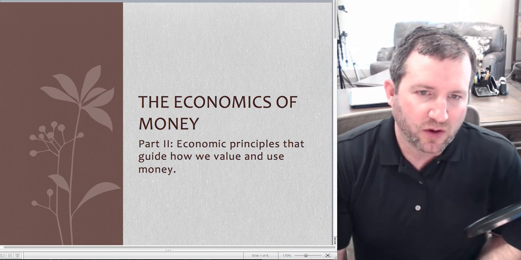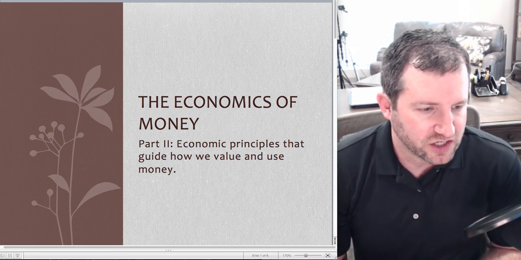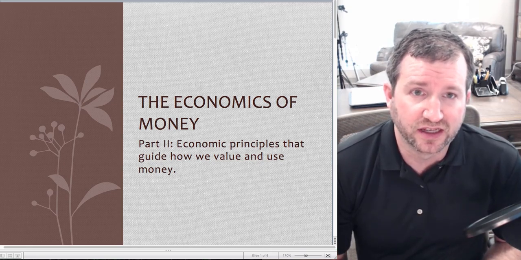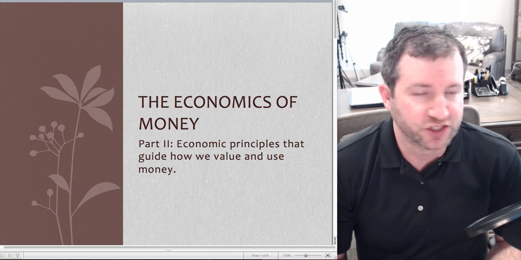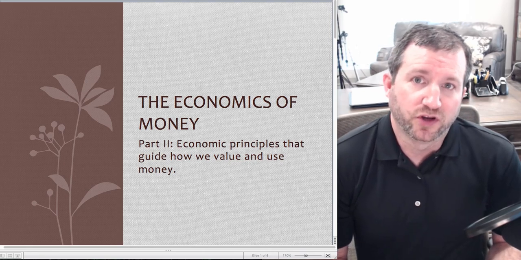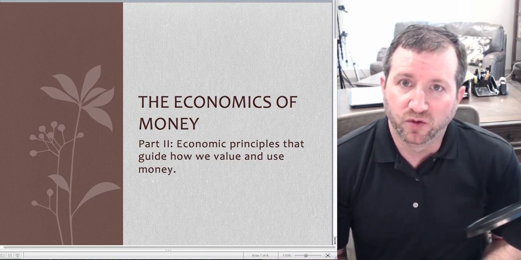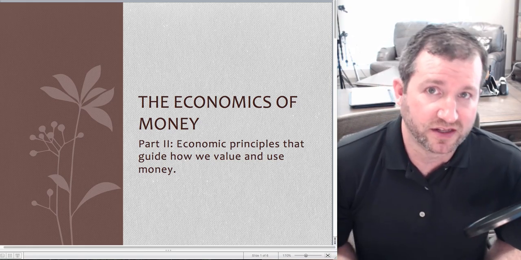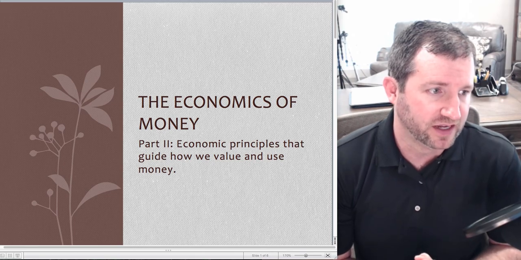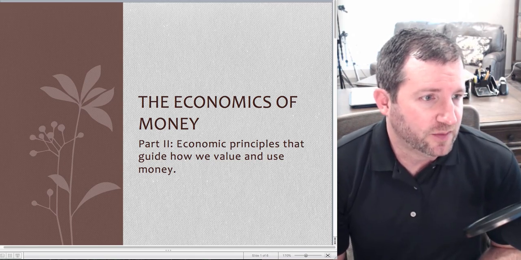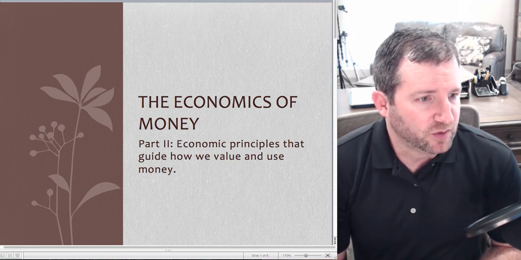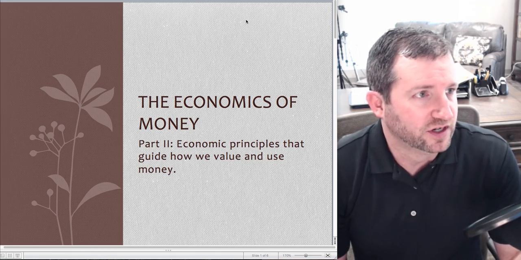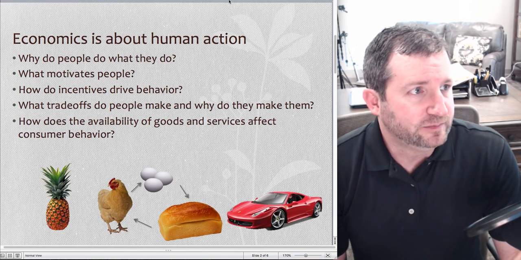As I started thinking about where we were going forward with talking about money, I realized that there are some economic principles, rules, and definitions that you may need to know if we're going to talk about how money works, especially with the U.S. dollar. One of the things I want to talk about is how our monetary system works in the U.S. This one is called the economics of money: economic principles that guide how we value and use money.